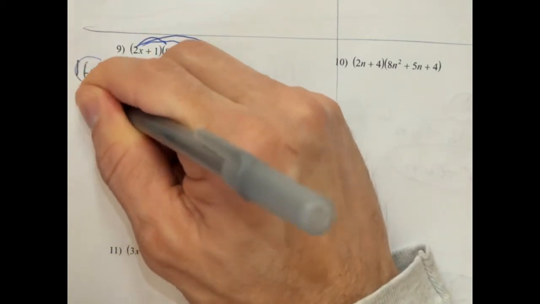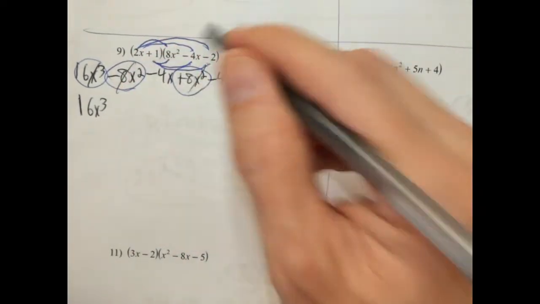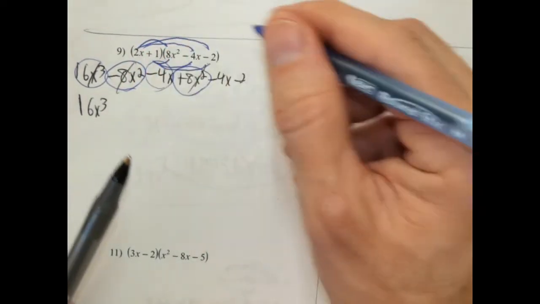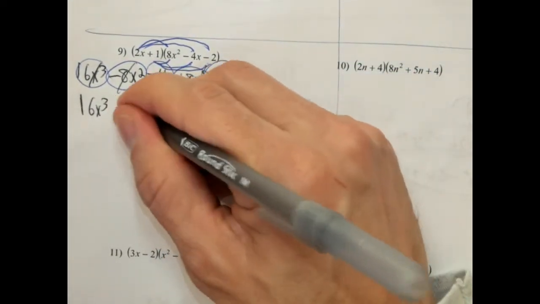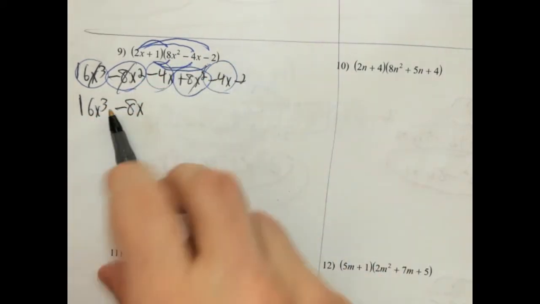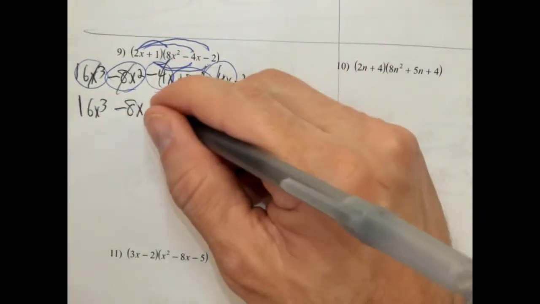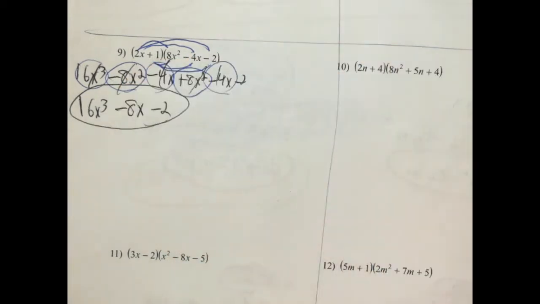16x cubed. So we have negative 8x squared, positive 8x squared. Those just cancel out, 0. Negative 4x, negative 4x. Those do not cancel out because they're both negative. So negative 4 minus 4 would be negative 8x. And then bring down the negative 2. There we go.